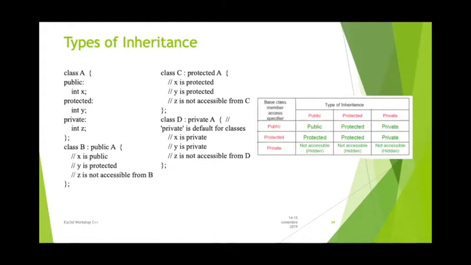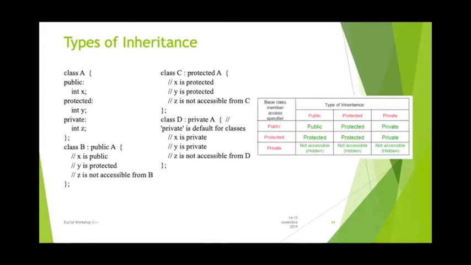Next, we have types of inheritance. Like we have public, protected, and private data members when we declare the members, we can also use these three specifiers to inherit the classes. Like there is a class A, with public, protected, and private data members. Now we are inheriting class B from the public class A, using the public keyword.